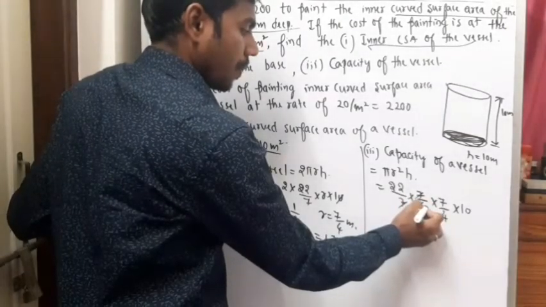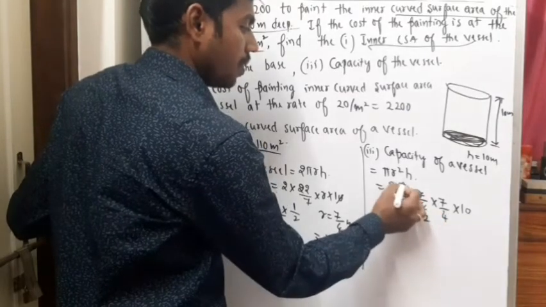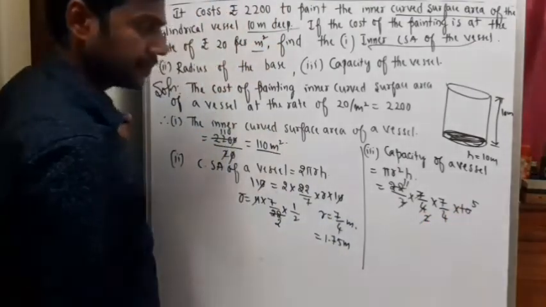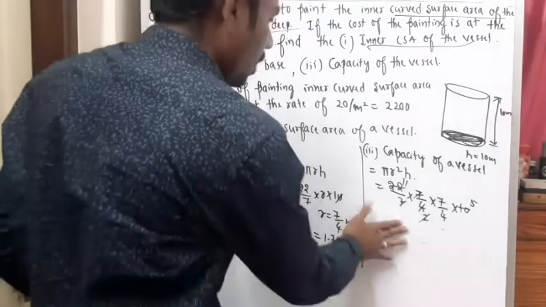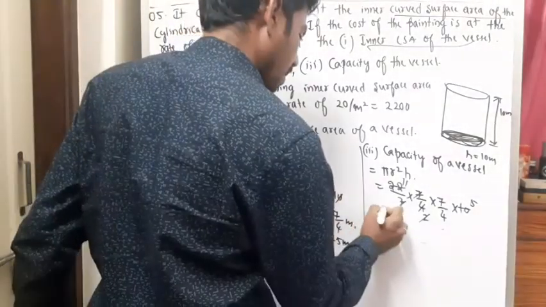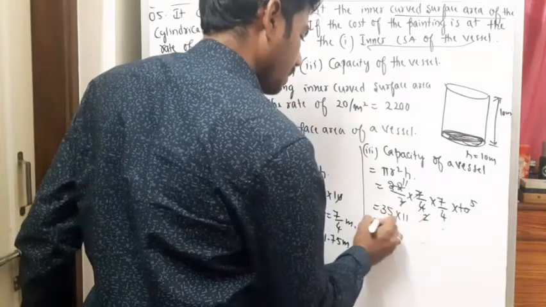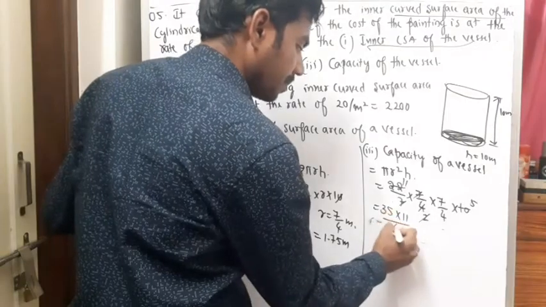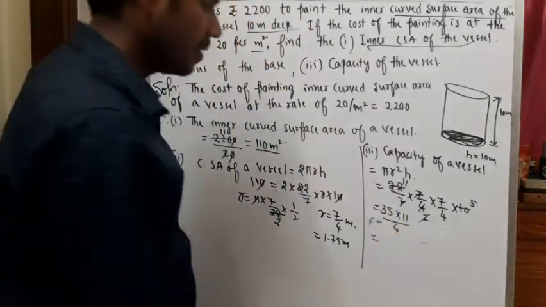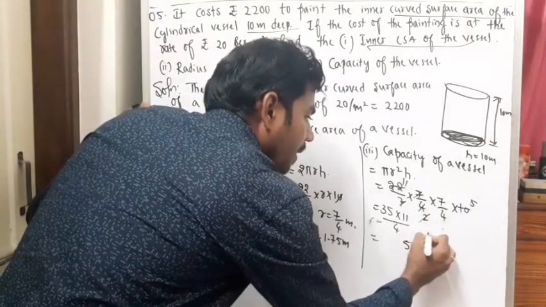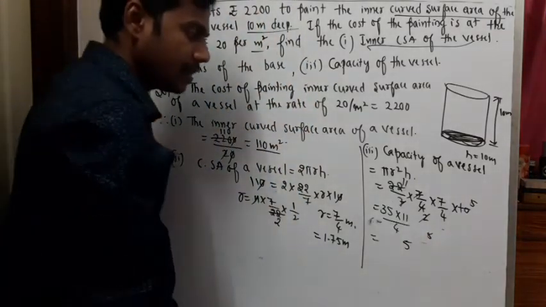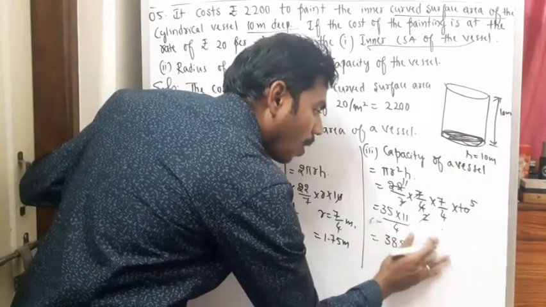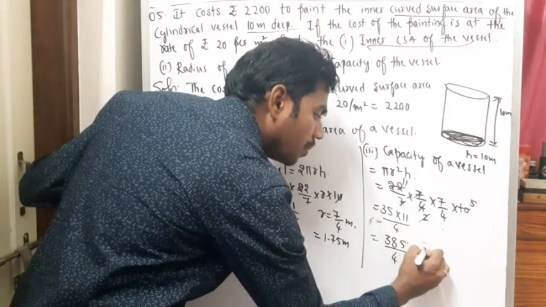So, 2 2s are 4, 2 11s are 22, 2 5s are 10. Fine. 7 5s are 35, 35 into 11 will give us 35 into 11 divided by 4. 35 into 11 is 11 5s are 55, 5 carry. 11 3s are 33 plus 5, 38. That is 385. So 385 by 4 meter cube.